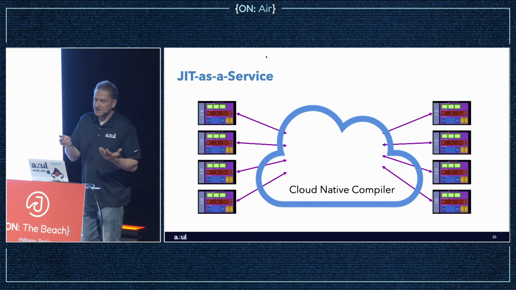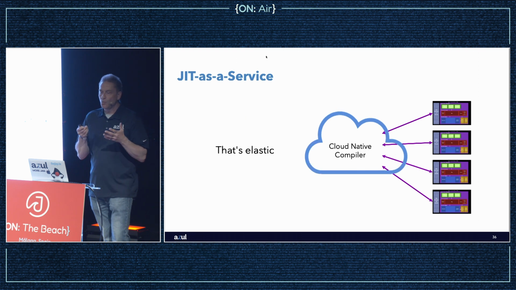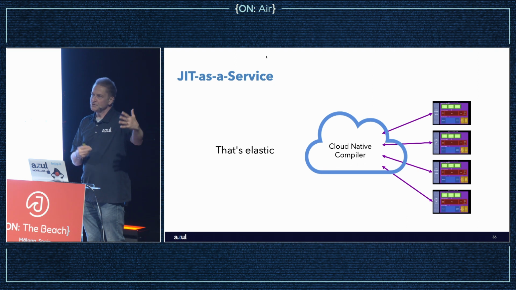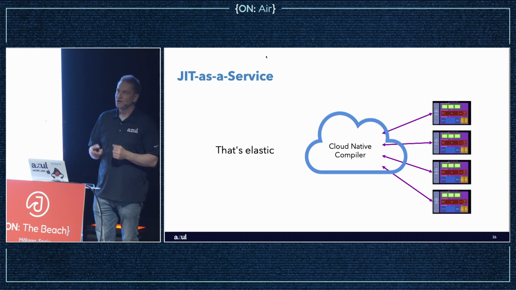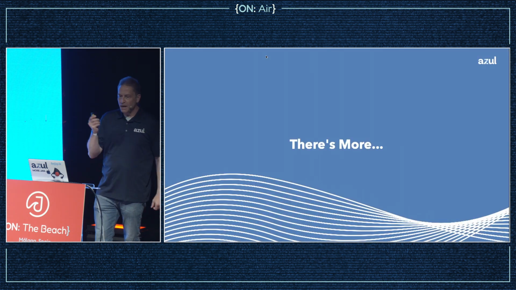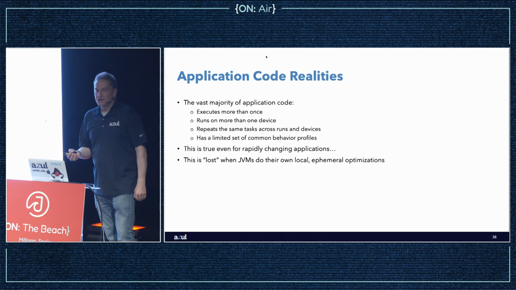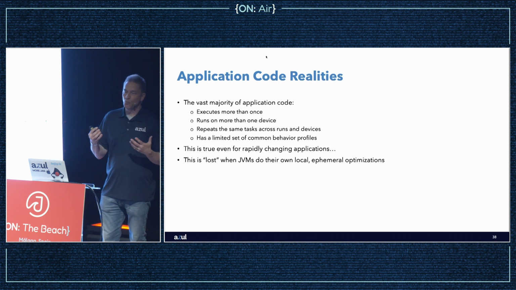So in terms of the cloud-based compiler, we end up with, like I said, this JIT-as-a-Service. We can make it elastic. So again, we can shrink that down. Once we started up all our services, we could reduce the number of resources being used by our JIT-as-a-Service while still maintaining the ability to pass back cached instances of methods. But there's more. Because the reality about application code is that the vast majority of our code is going to execute more than once.